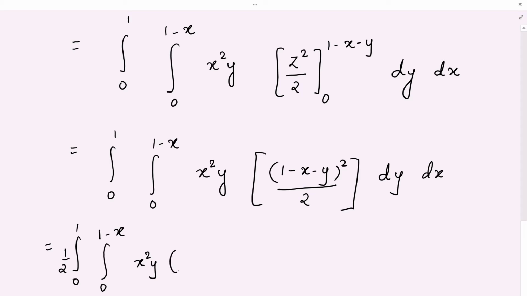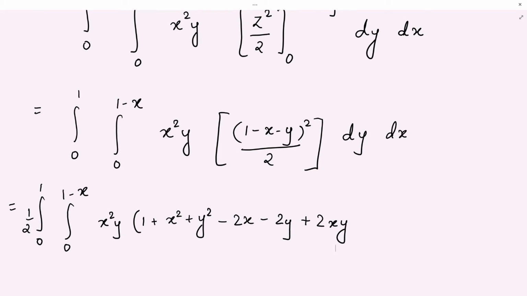So if I open the brackets by (a + b + c) the whole square, apply a square plus b square plus 2ab, 2ac, minus 2ab, minus 2ac and plus 2ac. So apply that formula, you will have 1 square, x square, y square, then minus 2 into x, minus 2 into y, and here it will be plus 2xy because minus minus will become plus. So this is how I have opened the brackets.